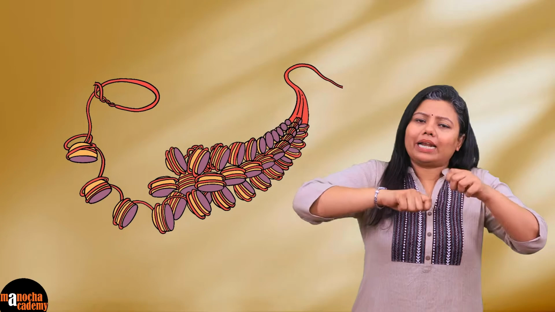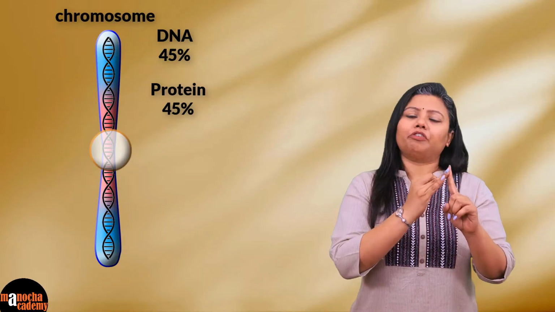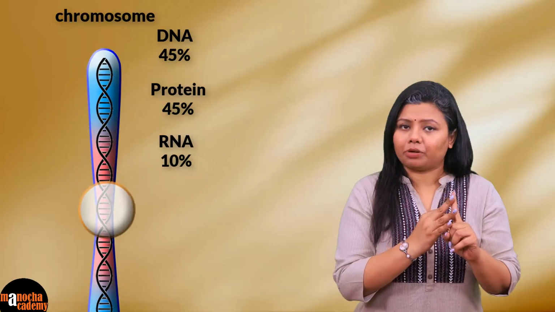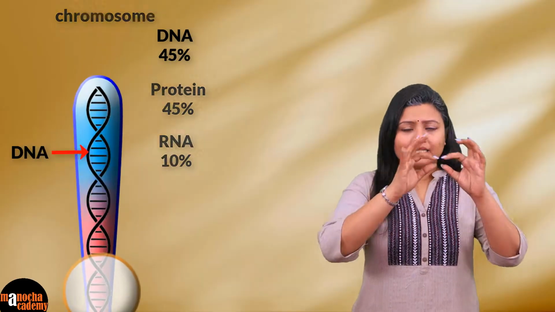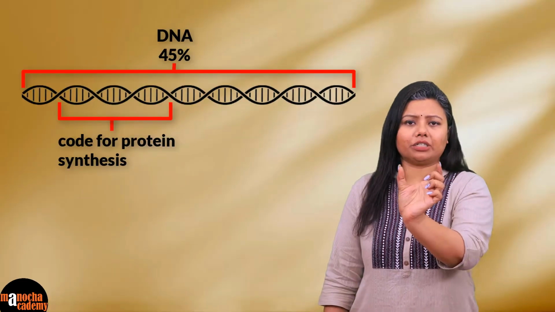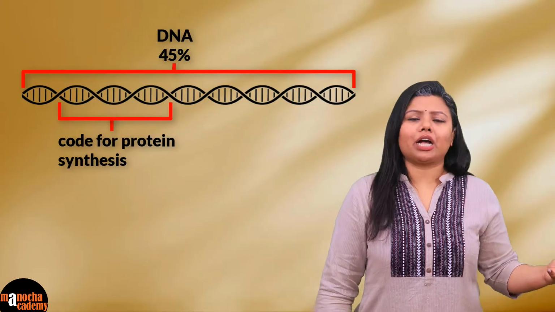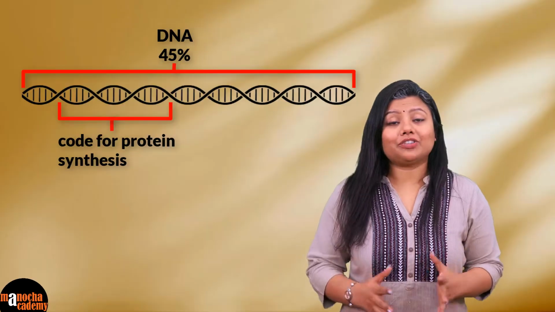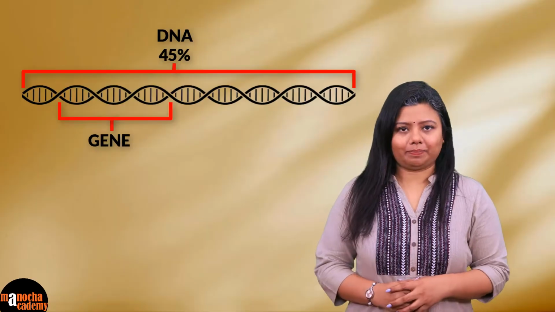So we understand that the chromatin are thin thread-like structures, the same thread-like structures that coil and dehydrate to form rod-shaped chromosomes. These chromosomes and chromatin are made up of DNA 45%, protein 45% and RNA 10%. And this DNA contains certain regions which have information regarding protein synthesis. These regions are known as genes.